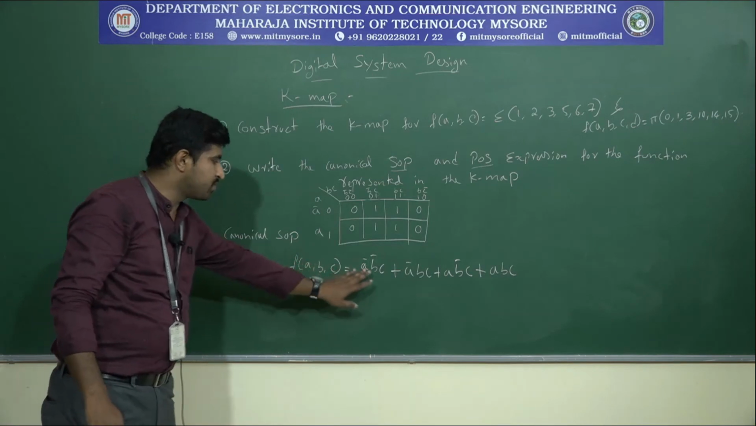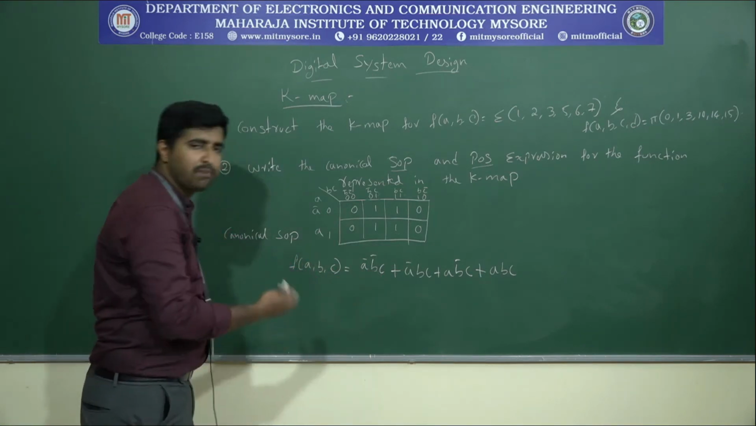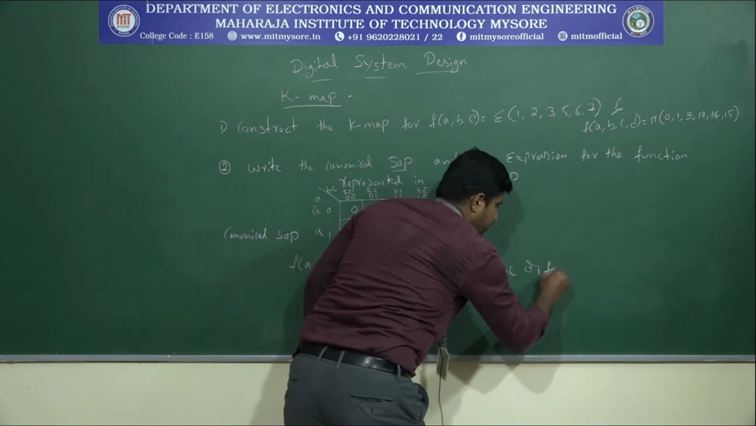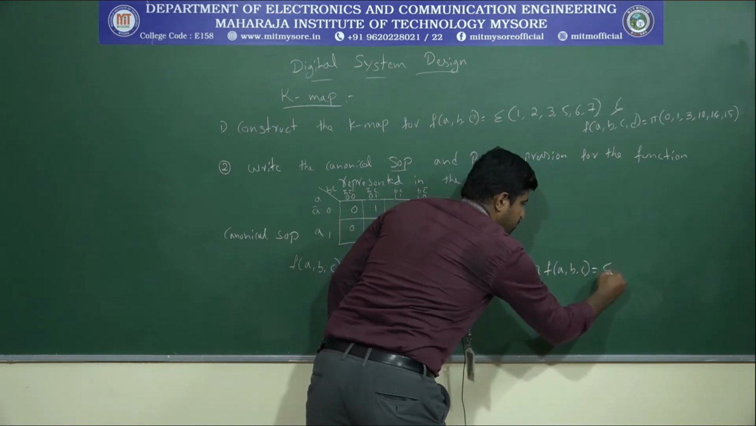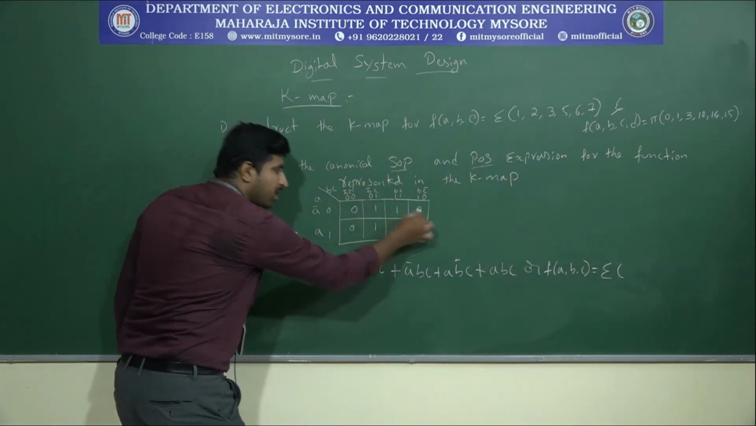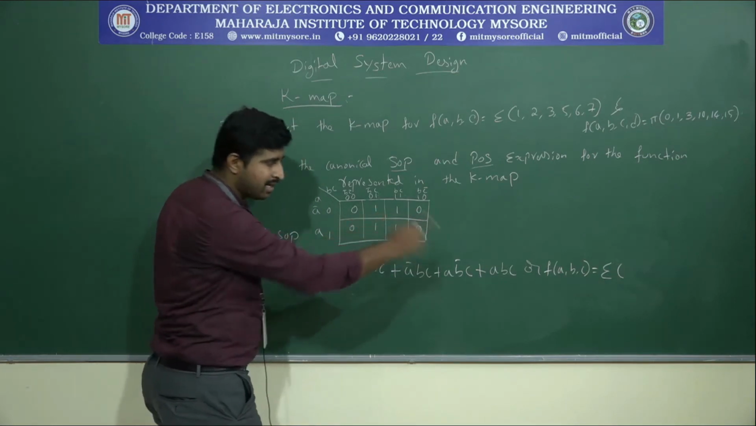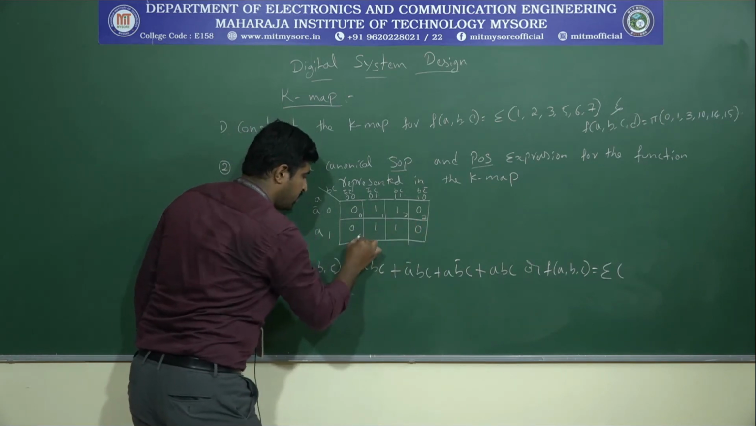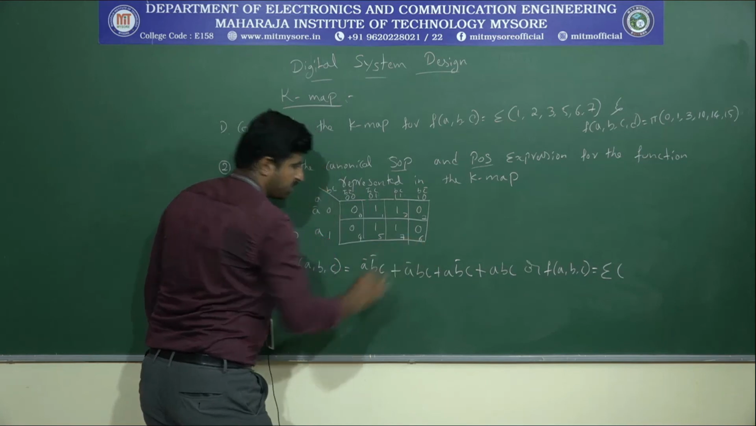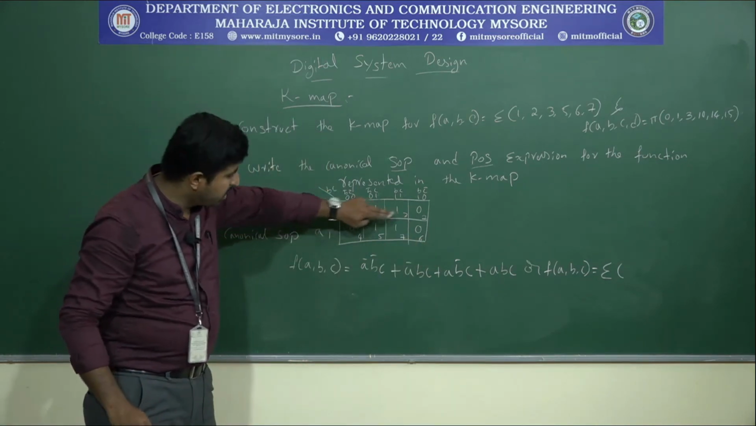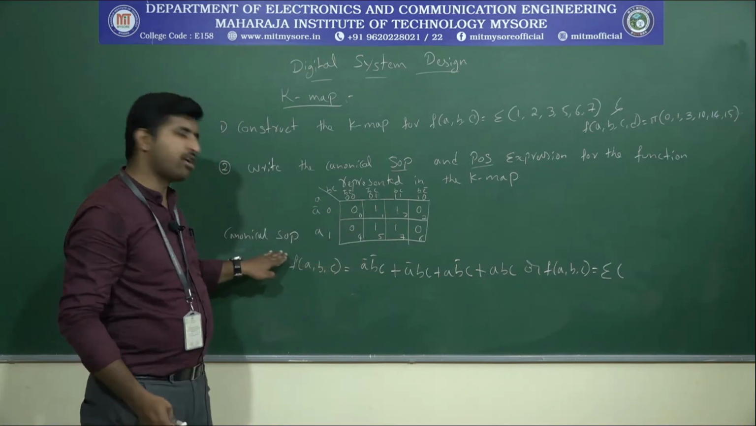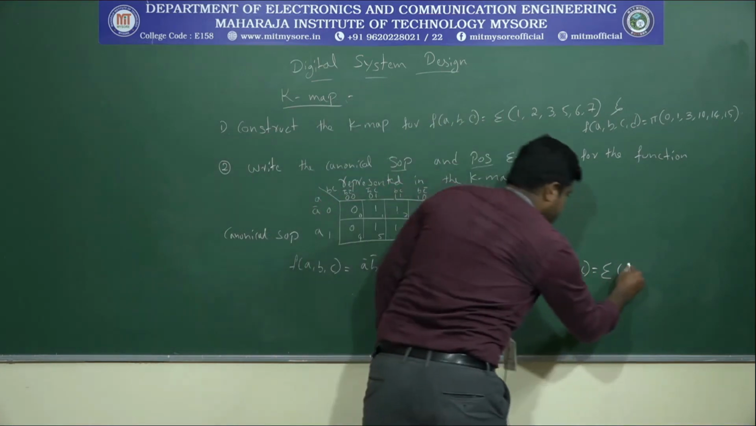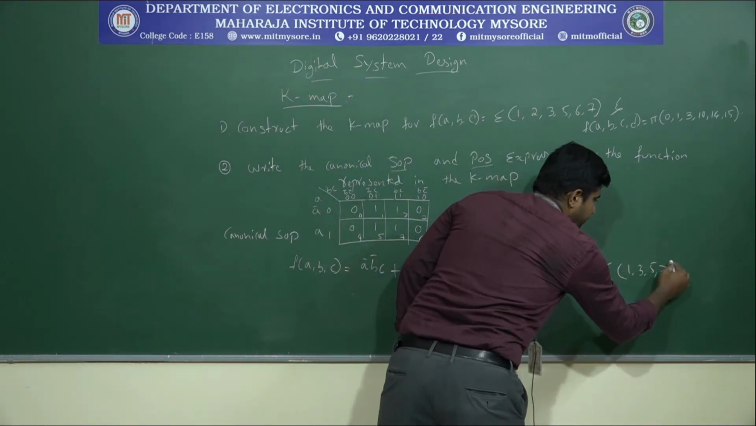For this one we can also write in a simple notation, the sigma notation. So in sigma notation, f of A, B, C equals summation of. Let's write the cell numbers, that will be easy for writing in summation notation: 0, 1, 2, 3, 4, 5, 6, 7. So that means summation of 1, 3, 5, 7. That will give the canonical SOP in summation form or sigma notation.